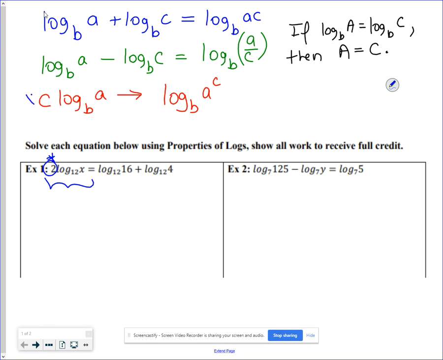So we've got to get rid of this 2. So we can use this rule right here. We can take that 2 and move it as the exponent. So I can rewrite this as log base 12 of x squared.